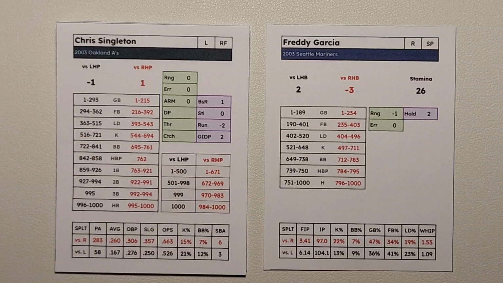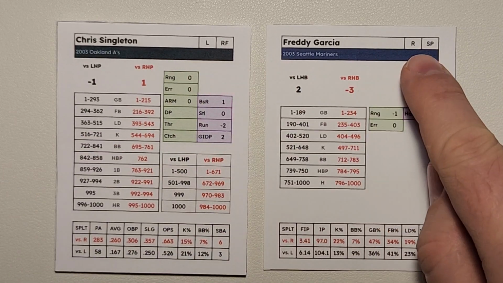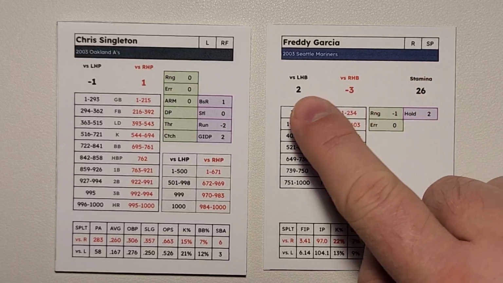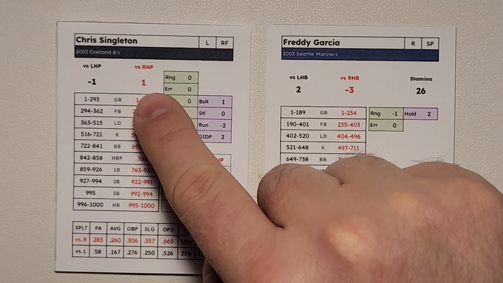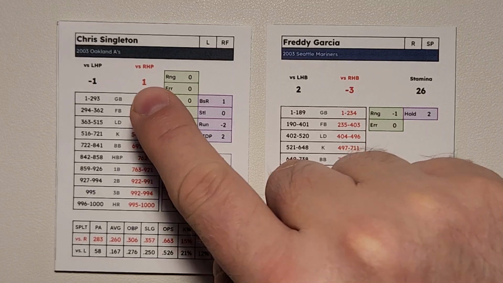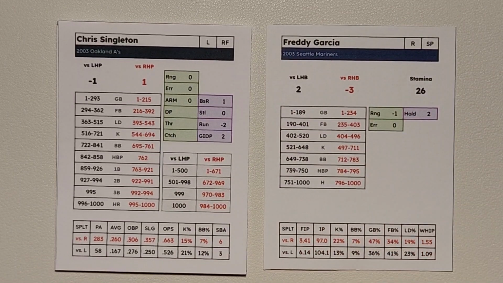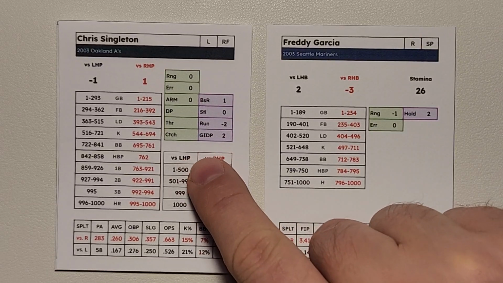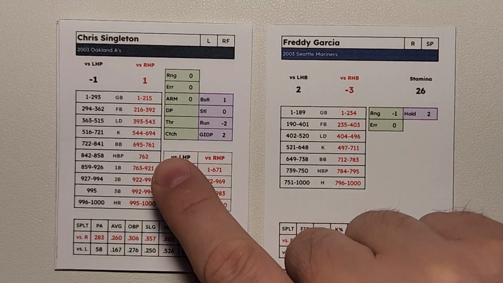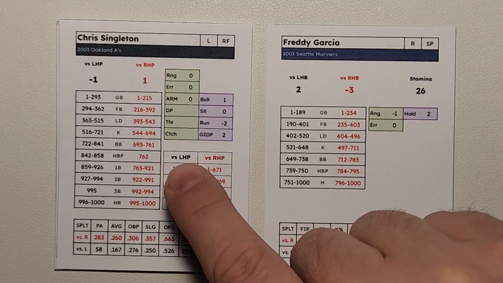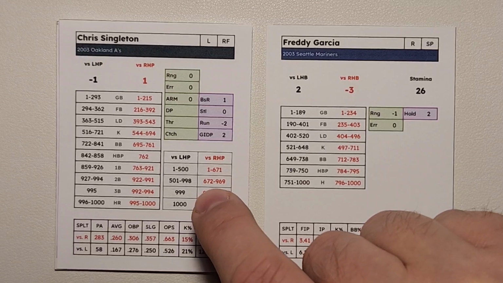So in steps Chris Singleton, and Chris Singleton is a left-handed batter going against a right-handed pitcher. So Garcia against lefties, remember, is a +2, and then Chris Singleton against right-handed pitching is a +1. So when we add those together, we get a +3, and then we can say 10 plus 3 is 13. So instead of Chris Singleton being a 1 to 10, he's a 1 to 13 to have the play result come off of his card.